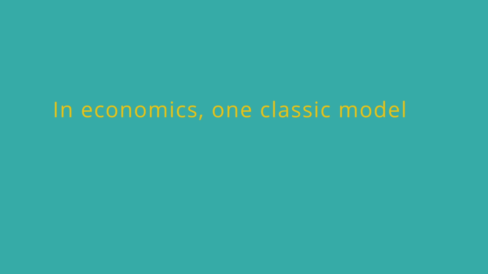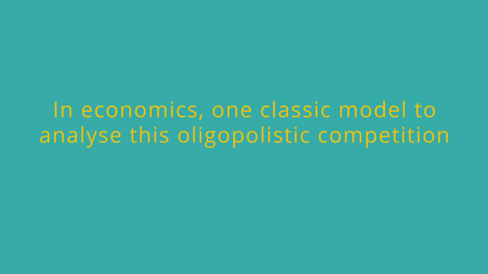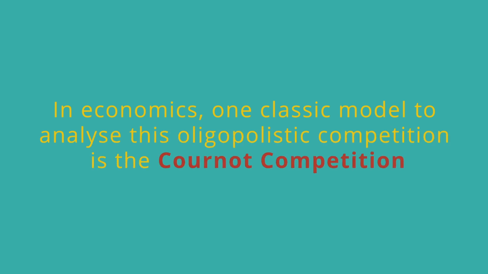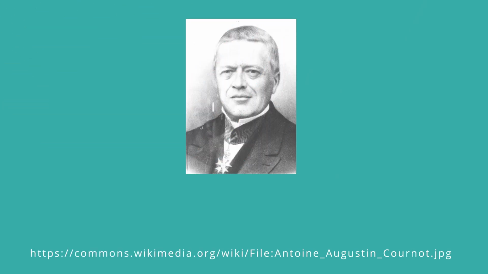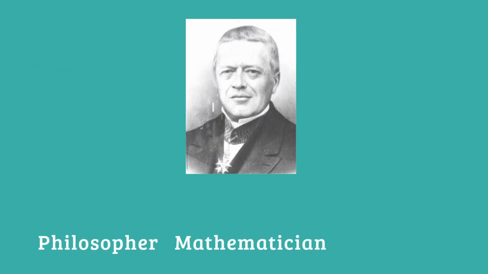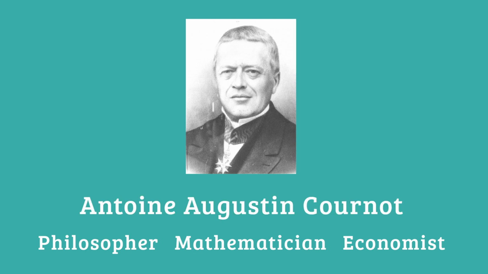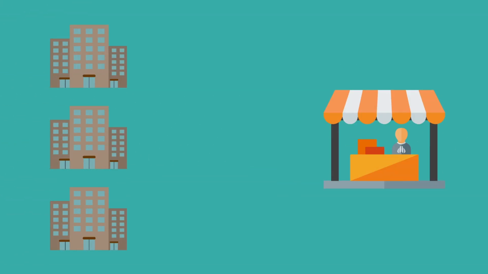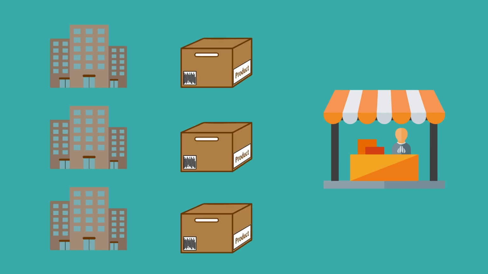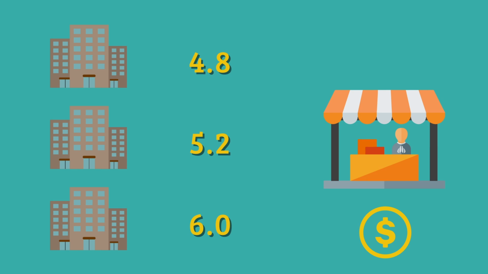In economics, one classic model to analyze this oligopolistic competition is the Cournot Competition. Cournot Competition was outlined by a French philosopher, mathematician, and economist, Antoine-Augustin Cournot, in 1838. In a Cournot model, firms compete on the amount of output they produce and let the market determine the price. One crucial feature in the Cournot model is that firms decide on their output levels simultaneously without knowing the output level of their competitors.